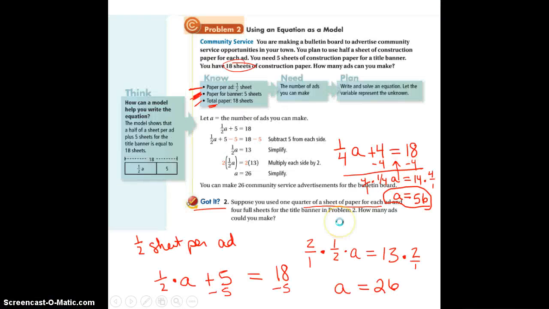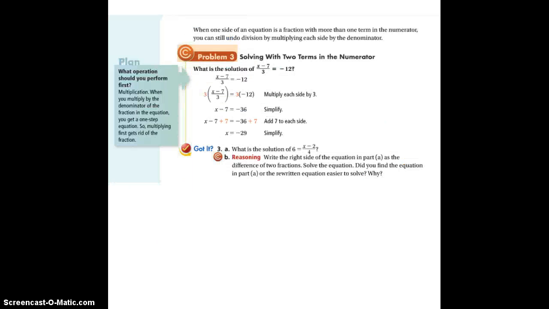All right, we'll finish talking about this section, solving problems using multi-step, or two-step equations, I should say. So take a look at this one now. When one side of an equation is a fraction with more than one term in the numerator, you can still undo division by multiplying each side by the denominator. So what does that mean?